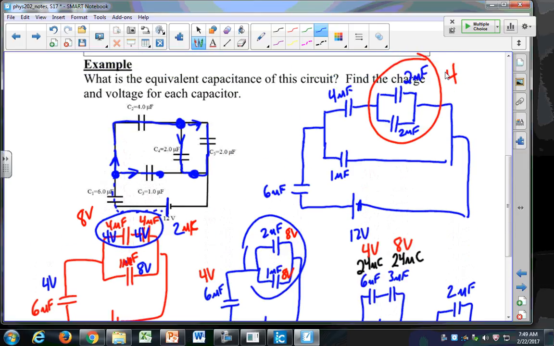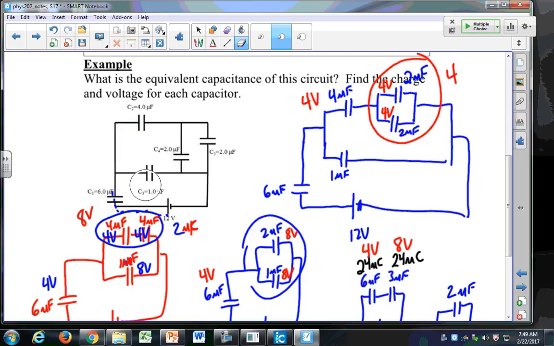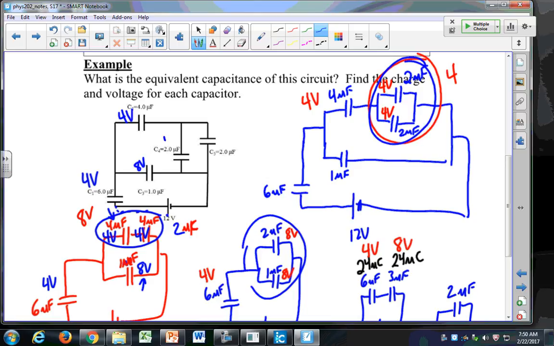And we're almost done. I have 4 volts here. I also have 4 volts here and 4 volts here. So now I can write down all of the voltages I have on this entire circuit. On the 6 microfarad, I have 4 volts. On the 1 microfarad, that's right here, I have 8 volts. On C2, which is this capacitor, I have 4 volts. And then C4 and C5, which are these 2 capacitors, I have 4 volts each.